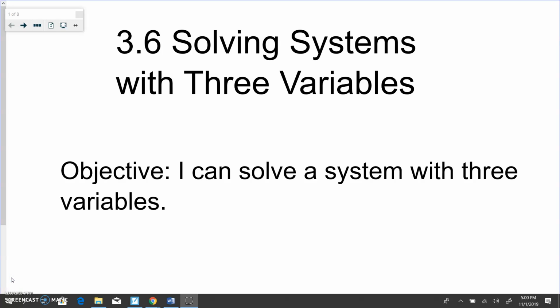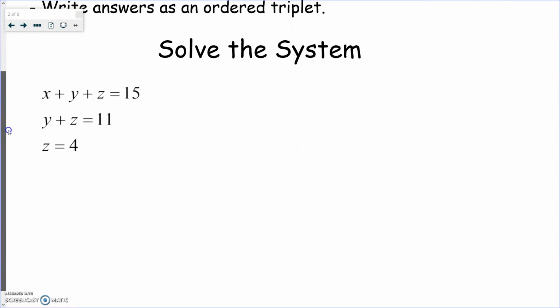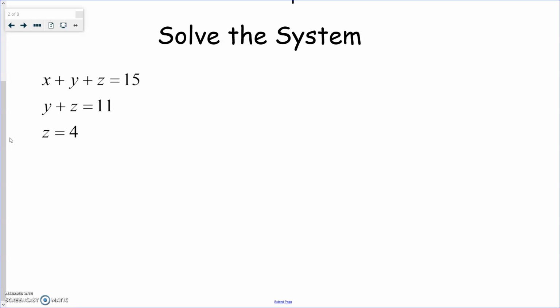Alrighty guys, so here we got 3.6, solving systems with 3 variables. We've done systems in the past with 2 variables. We're going to move on to 3. Honestly, of all the things we've done so far, this is probably going to be the easiest for you guys. The reason is that one of the variables will be given to you. As you can see here, in this problem, z is already given to us.